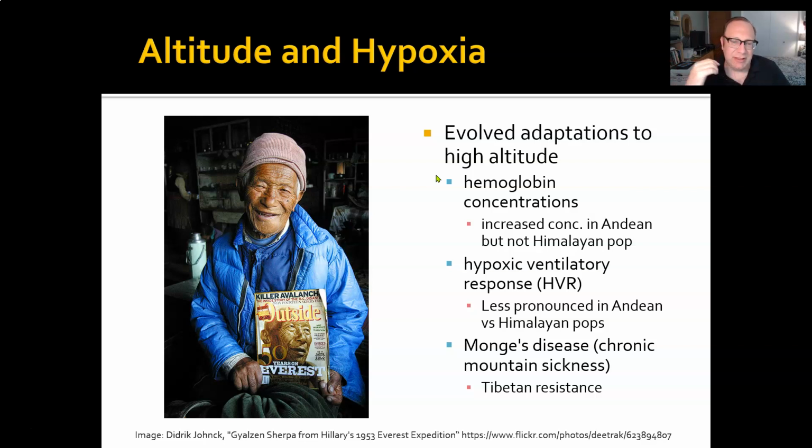Finally, Himalayan, Nepalese and Tibetan people have some resistance to Monge's disease, which is also known as chronic mountain sickness. If you go up to high altitudes and aren't adapted to it and live at extremely high altitudes for long periods of time, you will develop some very negative health effects as a result. Tibetans seem to have some resistance to this.